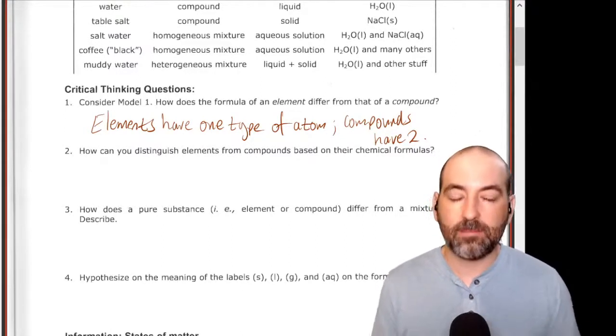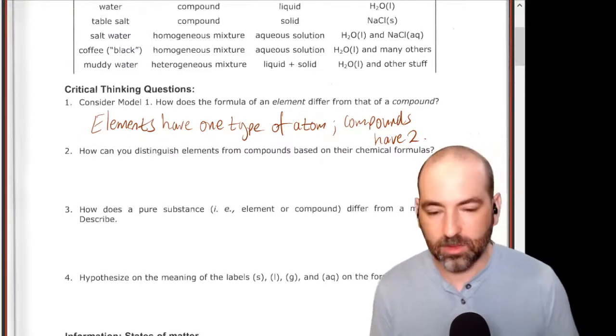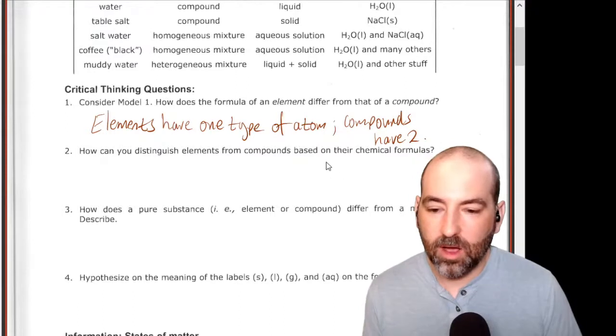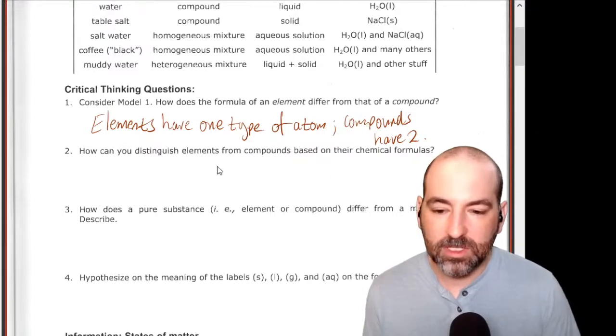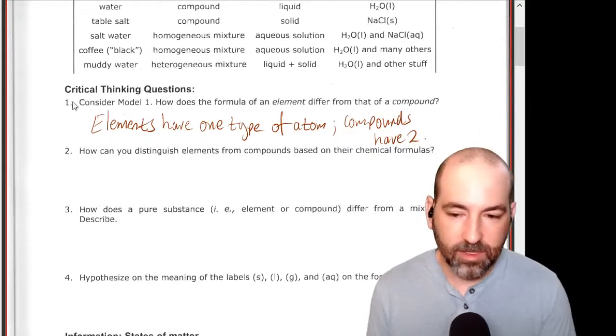The idea is to think about this stuff and try to figure out these rules on your own. Try to see if you can come up with these rules. So, how you can distinguish elements from compounds based on their chemical formulas, that's kind of a similar question to number one.